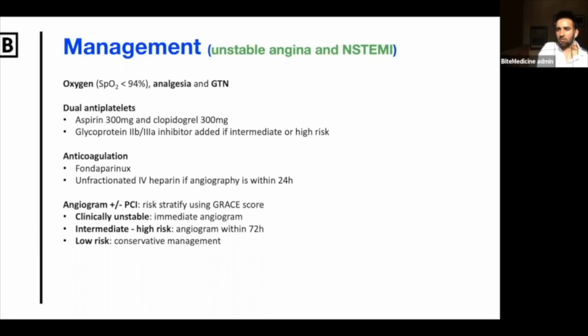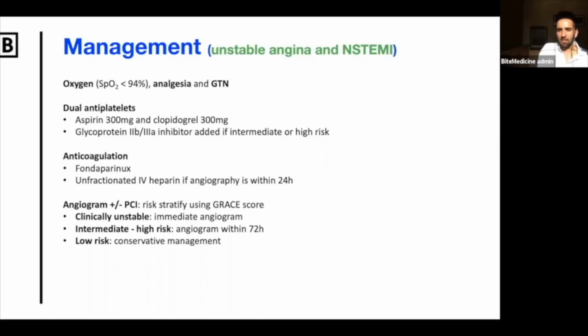Sorry, why do you give tirofiban? It's another type of antiplatelet. It acts via a different mechanism to aspirin and clopidogrel. Essentially, if you can target multiple mechanisms with the same outcome, then you're going to maximize your chance of reducing that thrombus from growing.